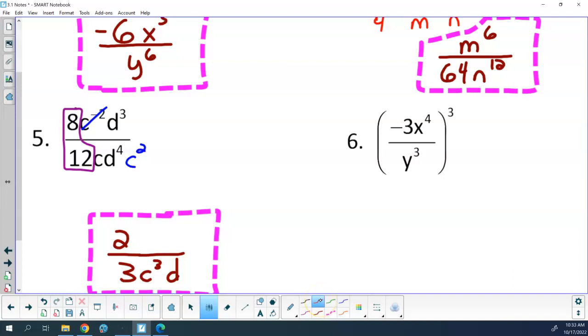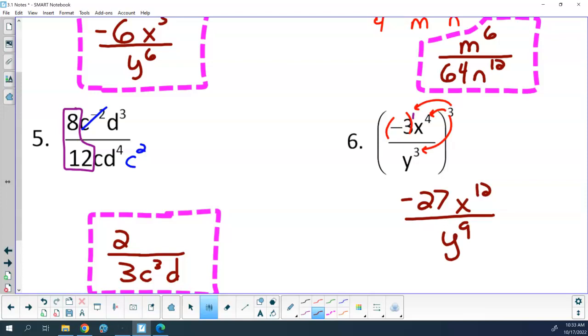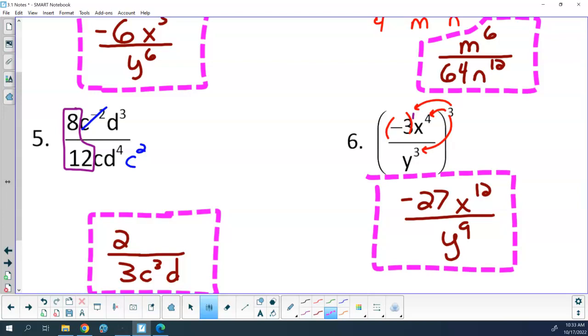This exponent of 3 needs to go into negative 3, into 4, and into the 3 for the y. So negative 3 times negative 3 is positive 9, times negative 3 is negative 27, x to the 12th, all over y to the 9th. Can you? Yes, because it's not an exponent. It's just a number.